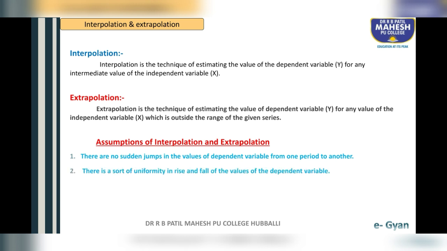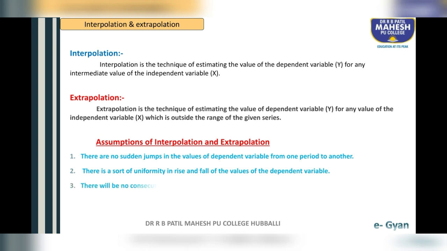The first assumption is that there are no sudden jumps in the values of the dependent variable from one period to another. And the second one is that there is a sort of uniformity in the rise and fall of the values of the dependent variable. Here the series maintains uniformity. For example, after 2 there is a 4, after 4 there is a 6. For example, the series is 2, 4, 6, 8, even numbers. Like this, every number is in the form of uniformity.